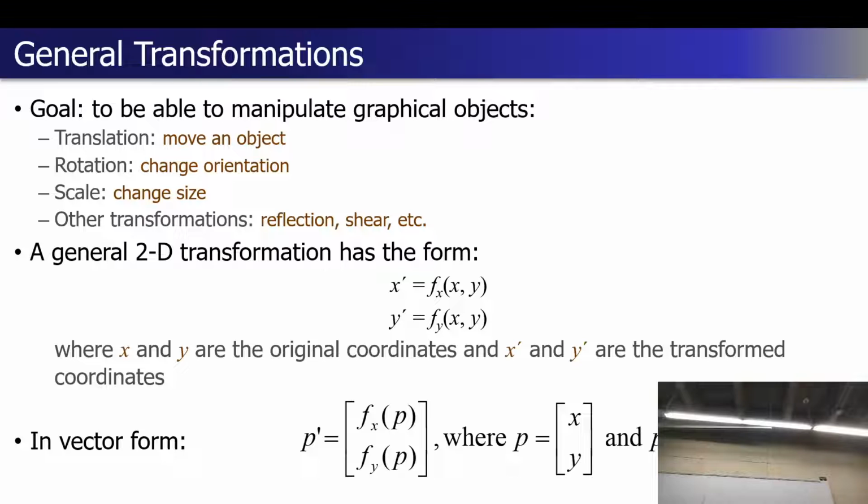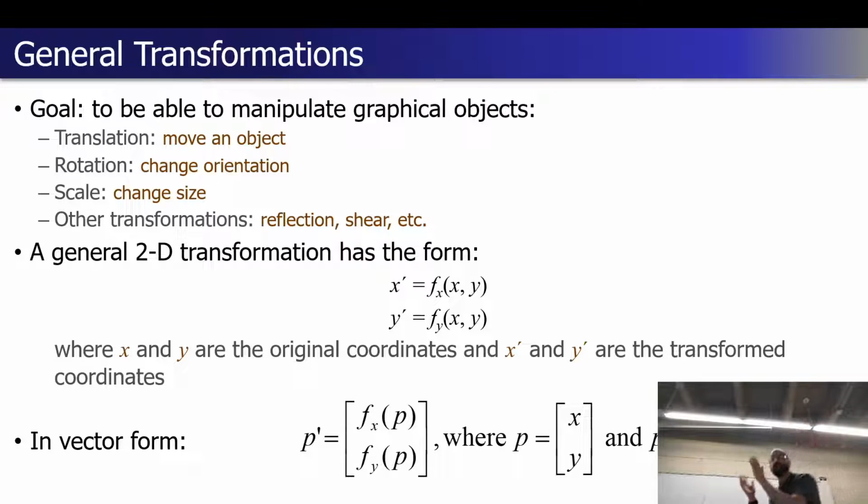We want to be able to move an object. That's what we mean by translation. We want to potentially rotate an object. Again, when we say object, just think of a triangle, that's fine, or think of something composed of triangles. We want to move that triangle, we want to rotate that triangle. We may want to make our triangle larger or smaller, that's called scaling. There are some others as well.